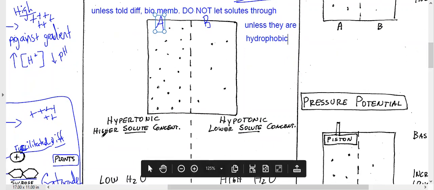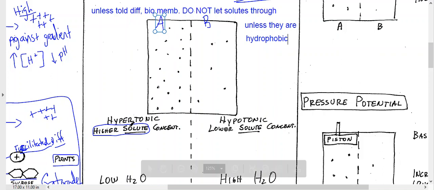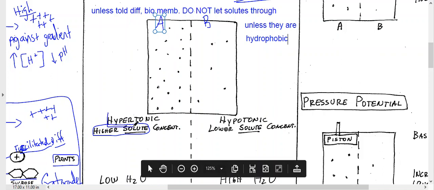Well, side A has a higher solute concentration. Just look how much more glucose there is on side A. Look how many more dots. We call that side hypertonic. Hyper means you have a lot of something. Like when you're hyper, you have a lot of energy and you're all over the place, right? The side with less glucose is called the hypotonic side. So the side with less solute, in this case, the solute is glucose.